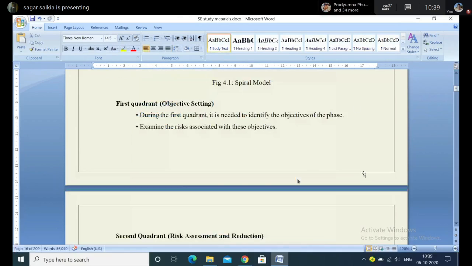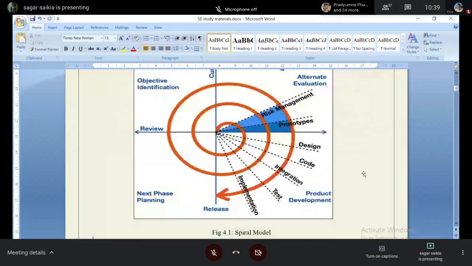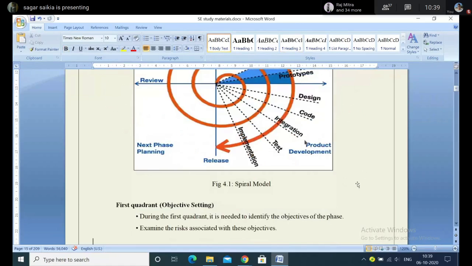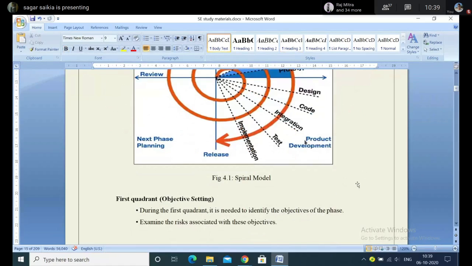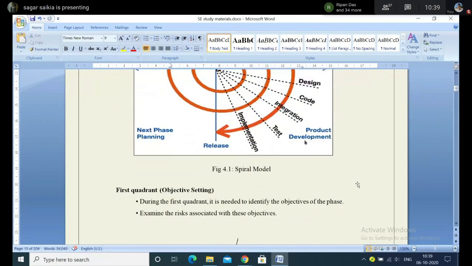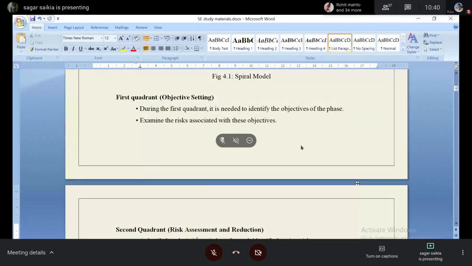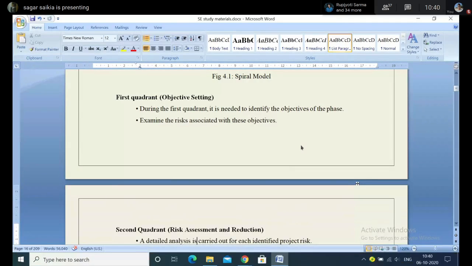Okay. Now how many quadrants are there? If you see, there are four quadrants, like one, two, three, four. Okay. So let us see one by one theoretically what they are trying to say. So the first quadrant is objective setting. What we need here in the first quadrant is to identify the objectives. What is our aim, basically? Okay. Then once we have identified the objective, we have to examine the risk associated with these objectives. Okay, we aim to make the system in this way. These are the various aims or the objectives we need to fulfill.